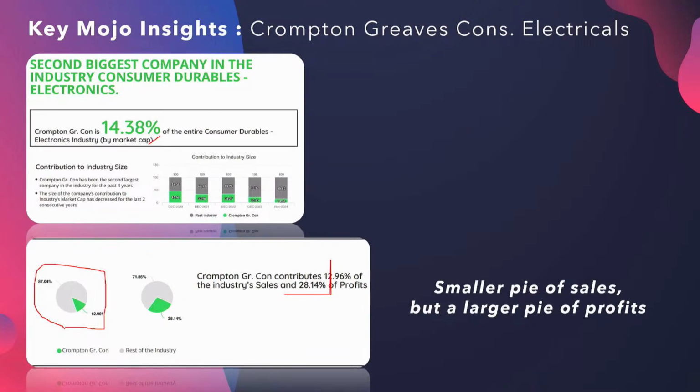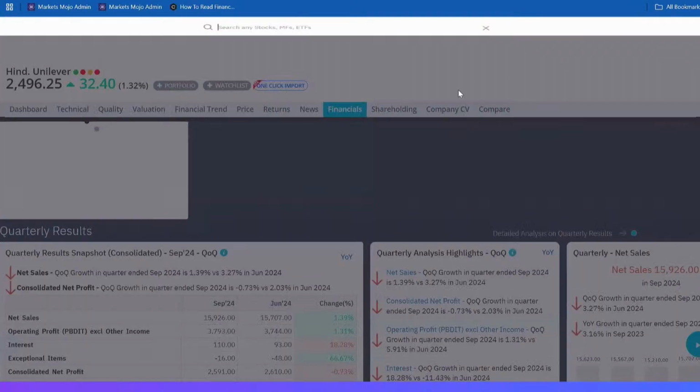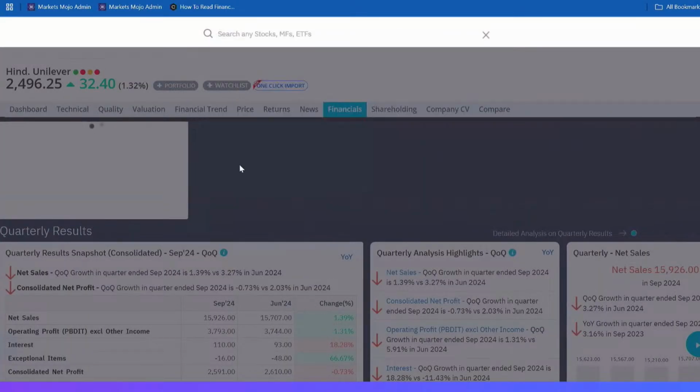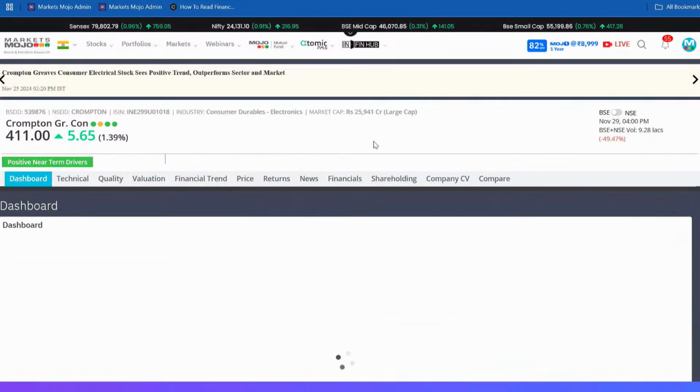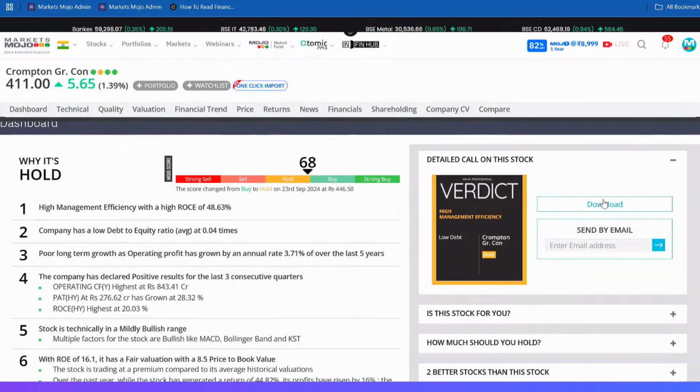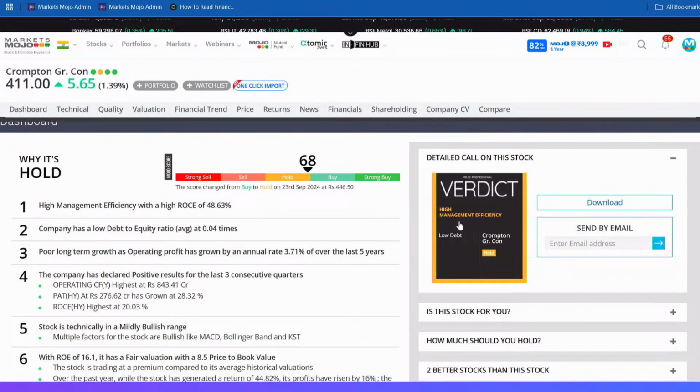Okay, this particular screen is available in the verdict report section. So if you download the verdict report for any company, since I'm talking about Crompton, I'll just take you to the site over here. Okay, since I'm talking about Crompton Greaves, here you can see the verdict report of the company. If you download this particular verdict report is where we actually dig deeper. This one download of the verdict report can actually help you understand the whole company itself.